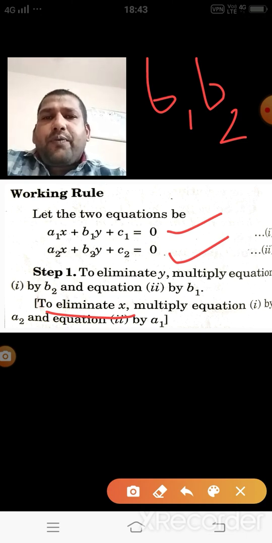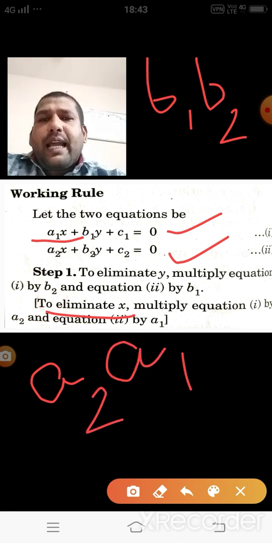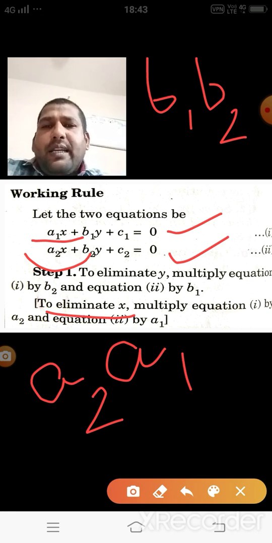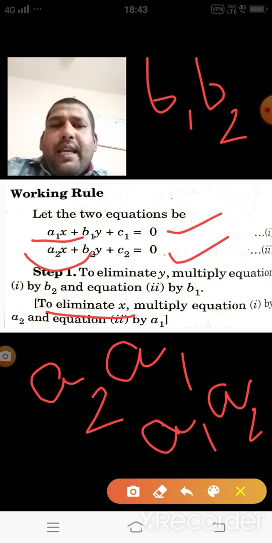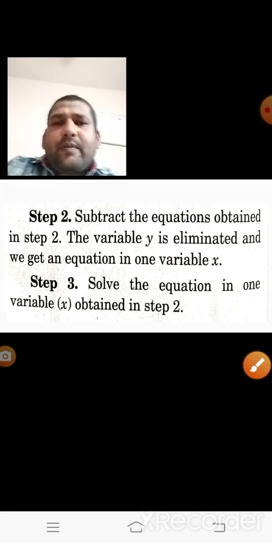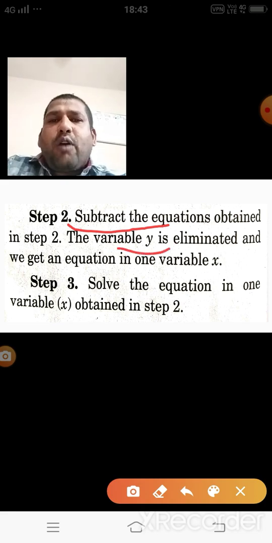And if we have to eliminate x, we multiply the first equation by a2 and get a2a1 as the coefficient, and if we multiply the second equation by a1, we get a1a2. That means the coefficient becomes the same. We have to make the coefficients the same, and then add or subtract. If you make the coefficients the same and subtract the two equations, you will get the value of y, and similarly you will get the value of x.